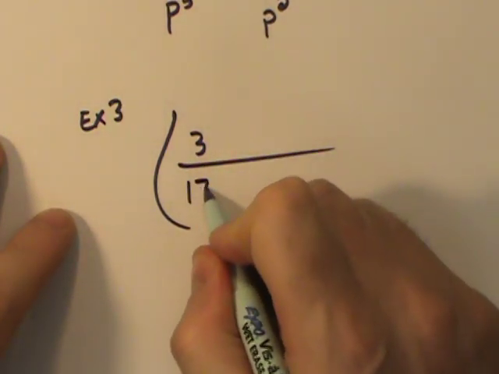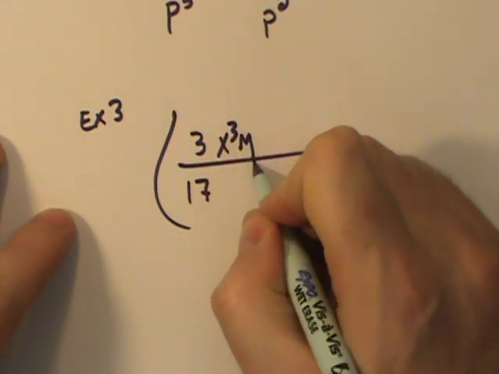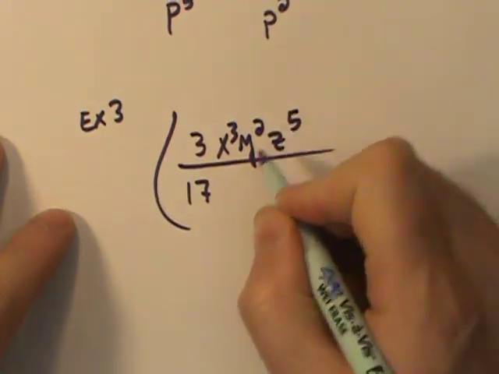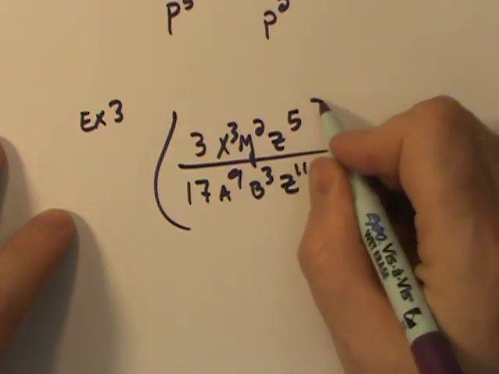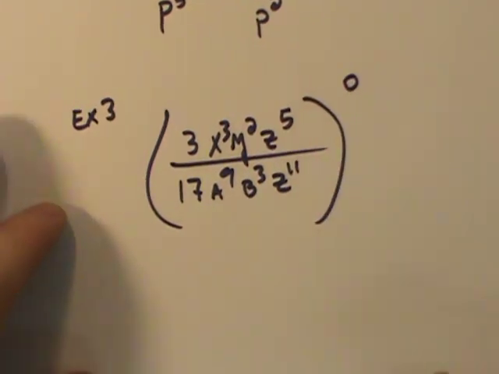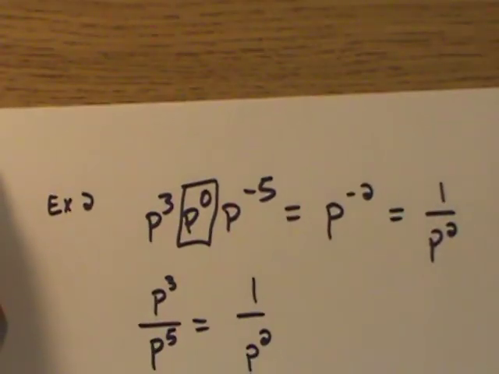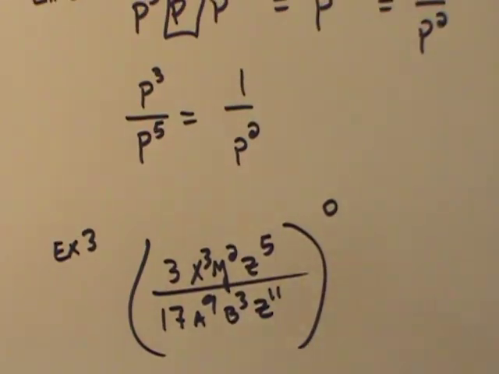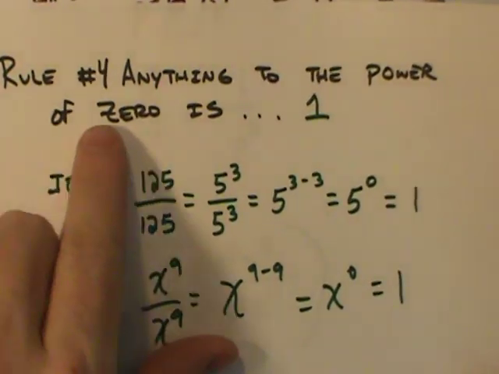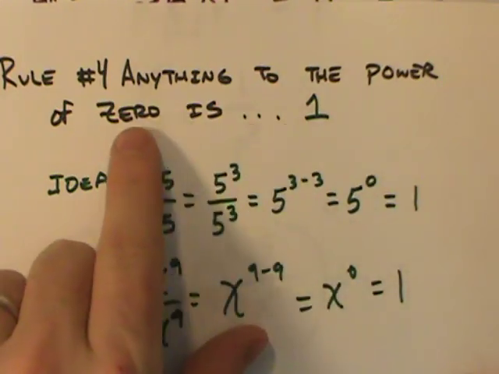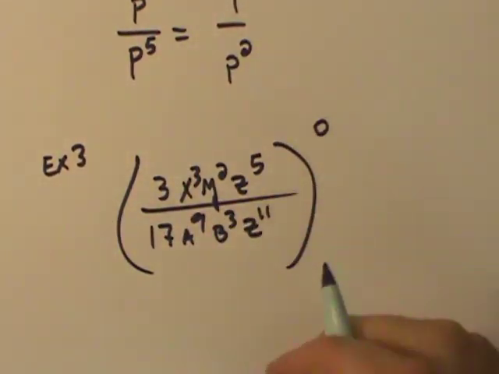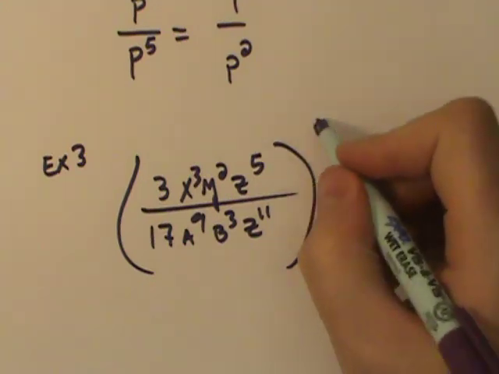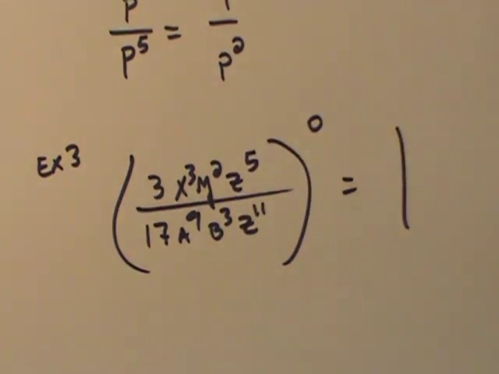So I could say something like 3/17 x cubed y squared z to the 5th over a to the 9th b to the 3rd z to the 11th, all raised to the 0 power. And again, we go back to our adage here on this other piece of paper. Anything to the power of 0 is 1. So when I give you all this stuff in here, raise it to 0 power, there's no work. Anything to the 0 power is 1. Done.